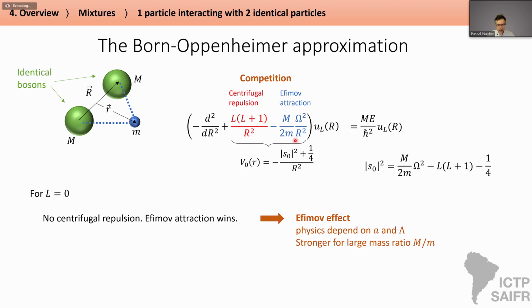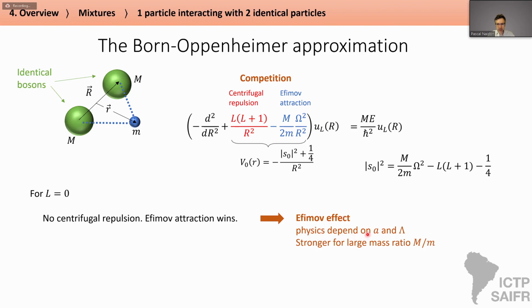Assuming that it's attractive. So let's assume that there's no angular momentum between the heavy particles. For example, if we have identical bosons, then there's no centrifugal repulsion, so the Efimov attraction always wins. So we always have the Efimov effect in that situation.